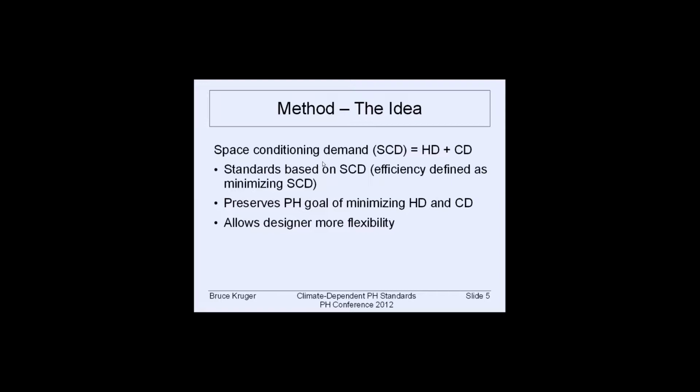First of all, I think that preserves the goal of minimizing heating demand and cooling demand, because you're trying to now minimize their sum, so you're still working towards that really efficient building envelope. But I also think it allows the designer more flexibility, because as you probably know, there are trade-offs between heating demand and cooling demand. And rather than having to meet both of two separate standards, you can now meet one and play with things like window area and whatnot that affect both heating demand and cooling demand.